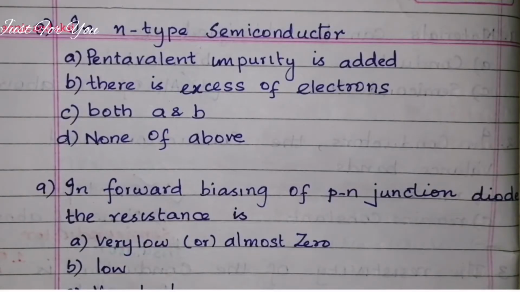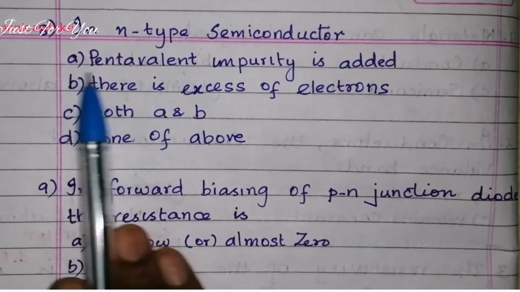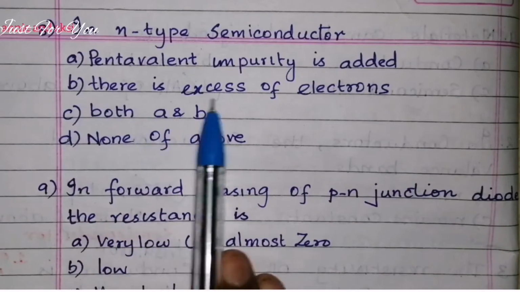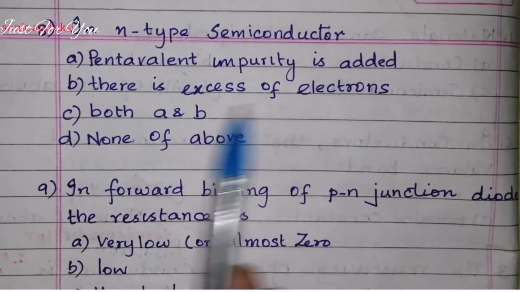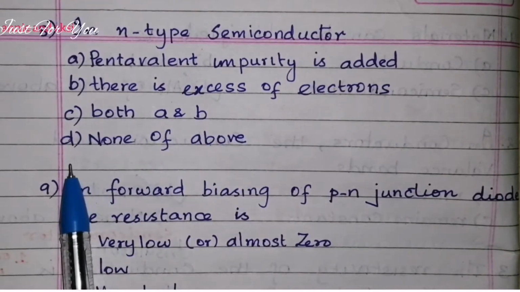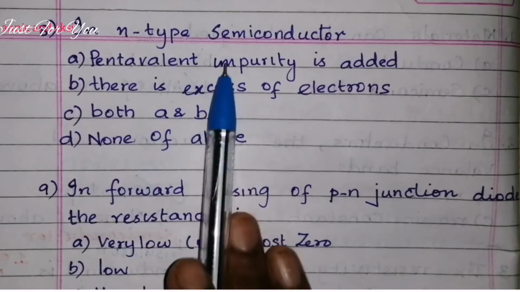Next question. In n-type semiconductor, A. Pentavalent impurity is added. B. There is excess of electrons. Option C. Both A and B. Option D. None of the above. We want to choose which of the statements is right.